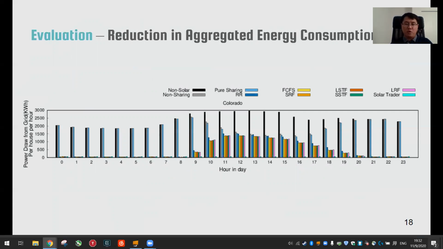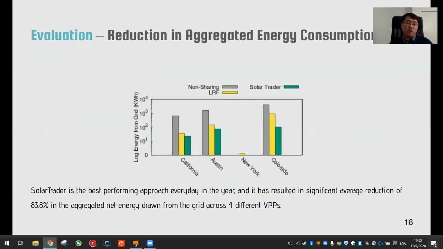Then we want to show several proofs that SolarTrader has better performance than other approaches. So first, we evaluate the reduction of energy consumption at the aggregate level. As we can see in the graph, with hours in a day on the x-axis, SolarTrader has the overall lowest consumption as shown on the y-axis. It also flattens the average energy consumption for each hour. SolarTrader is also the best performing approach every day in the year, and it results in a significant average reduction in the aggregated net energy drawn from the grid across 4 different VPPs.